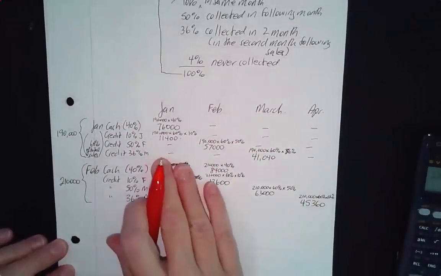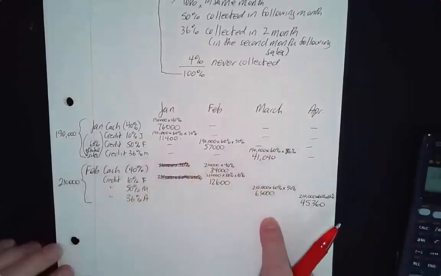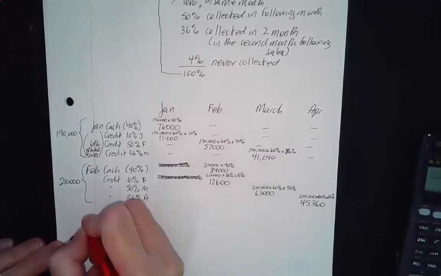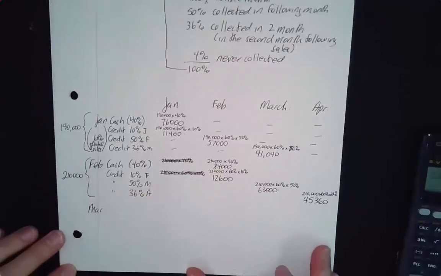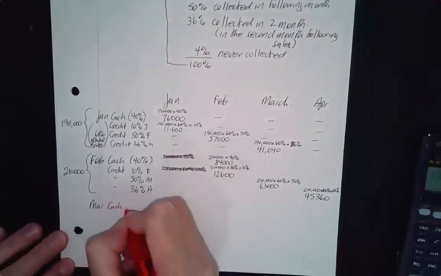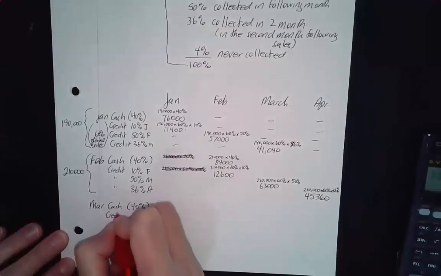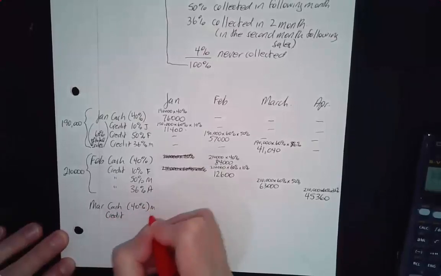This should be nothing, right? This should be nothing. So it's cascading down. And then March, you'll see the same kind of thing if I'm careful. So I've got March here. And I'm going to do March cash, which we know is 40% of the total. And then I'm going to do credit. And this is March, March to March.